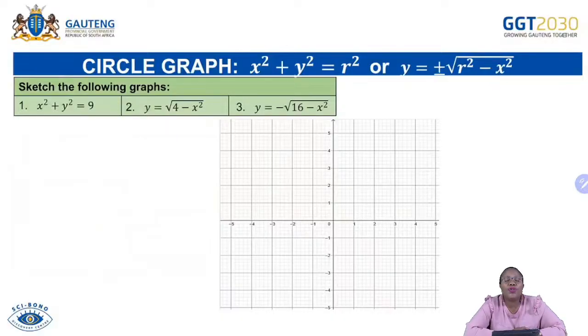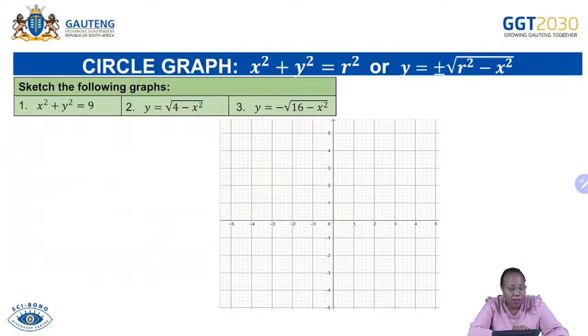Now, when we talk into the circle now, to sketch a circle, it's very easy. You are only depending on the radius of the circle. We are not interested in the x and y intercept. As long as you can have your radius, that means you can sketch the graph. Even when you determine the equation of a circle or a semicircle, you only need the radius. So throughout your circle graph sketching, the radius plays an important role.